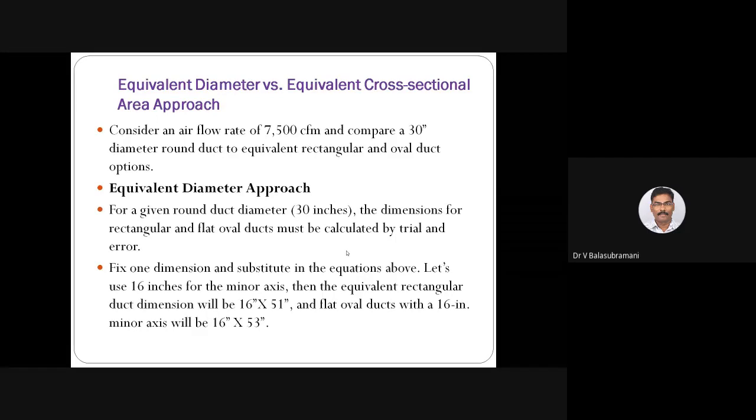We have given one simple problem to convey the duct sizing as well as the duct design method. Before that, we thought a simple problem would help. Consider an airflow rate of 7500 CFM and a 30 inch diameter round duct, to be converted to an equivalent rectangular and oval duct. For a given round diameter, the dimensions of the rectangular and flat oval duct may be calculated by a trial and error method.